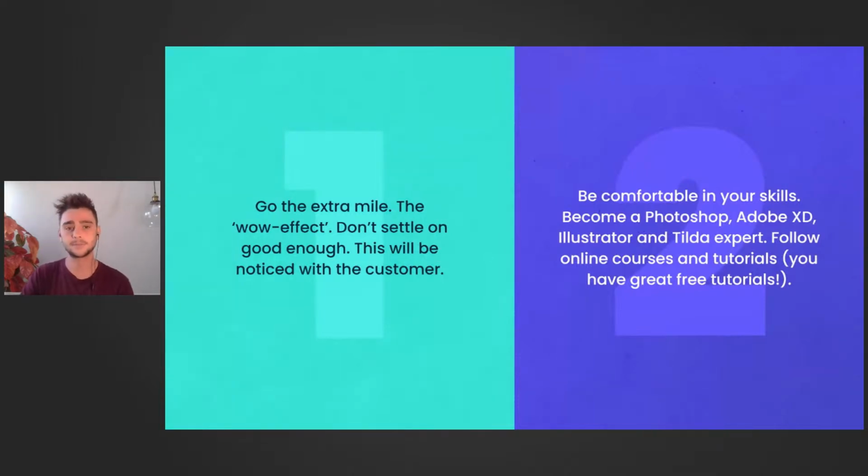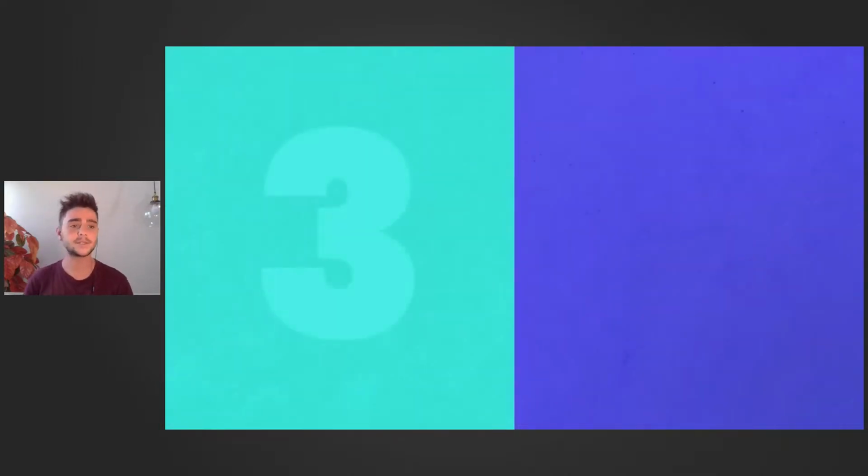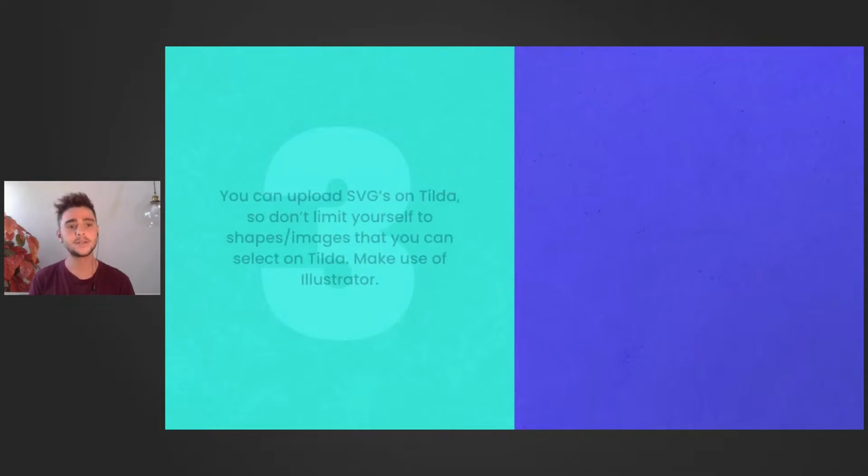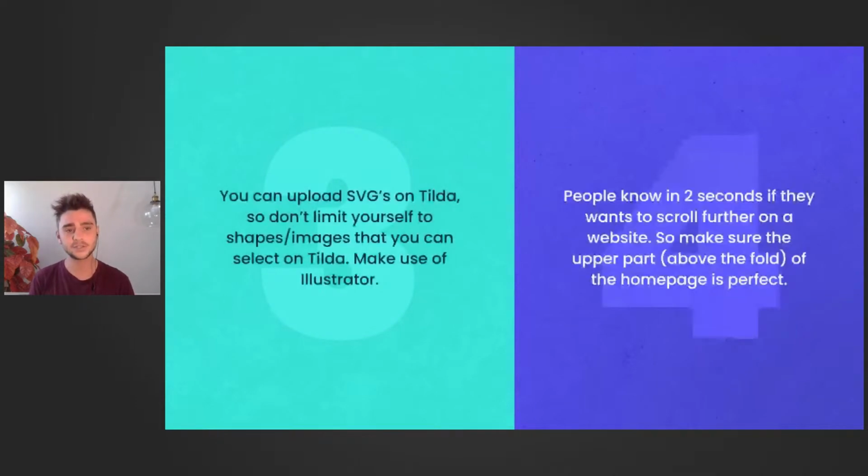So dive into this. 3 is you can upload SVGs on Tilda, so don't limit yourself to shapes and images that you can select on Tilda. So make use of Illustrator. The possibilities are endless with this combination. With Illustrator, you can make anything in SVG, so use this.